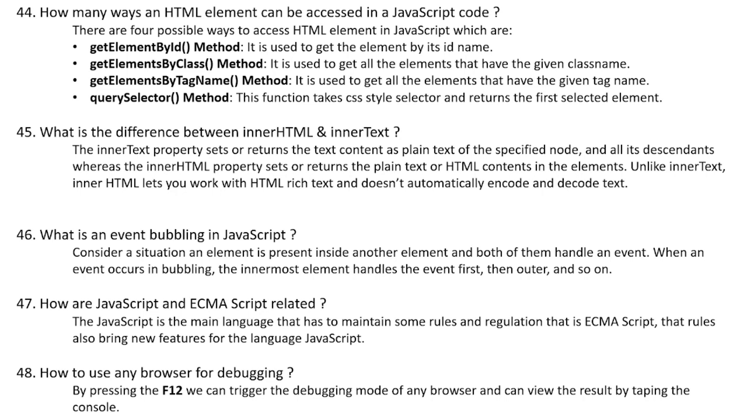getElementsByTagName method. It is used to get all the elements that have the given tag name. querySelector method. This function takes a CSS style selector and returns the first selected element.